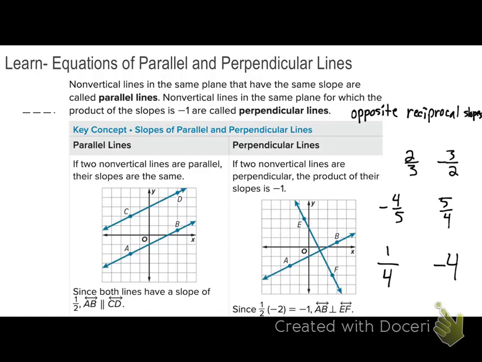Parallel lines have the same slope. Perpendicular lines have opposite reciprocal slopes. When I multiply a number by its opposite reciprocal, it gives me -1. That's why it has this information of the product of the slopes is -1. It's the opposite reciprocal being multiplied by the other slope. Any questions about that? So, if two non-vertical lines are parallel, their slopes are the same.